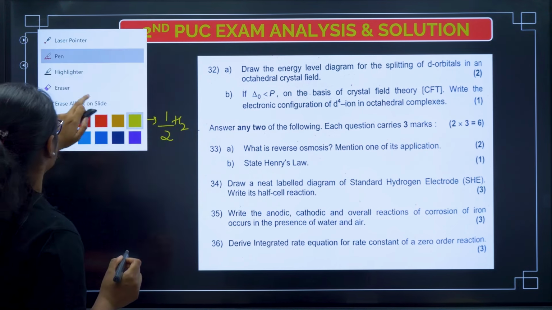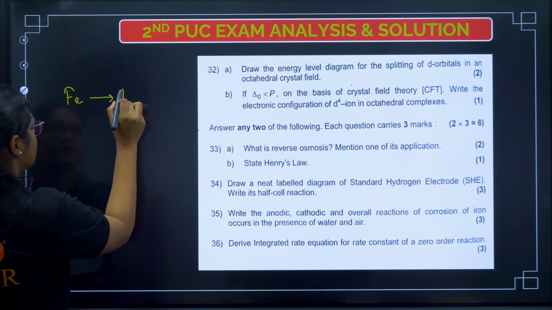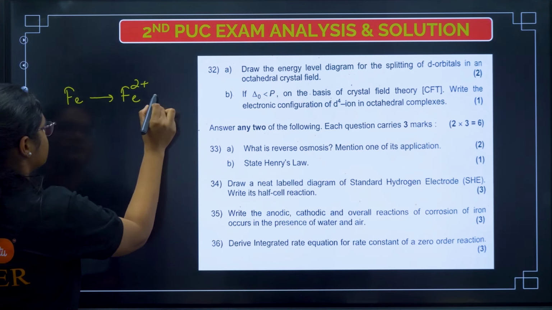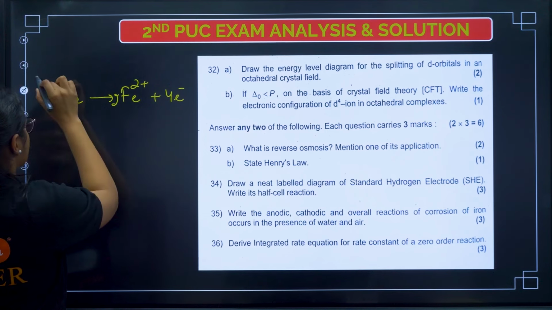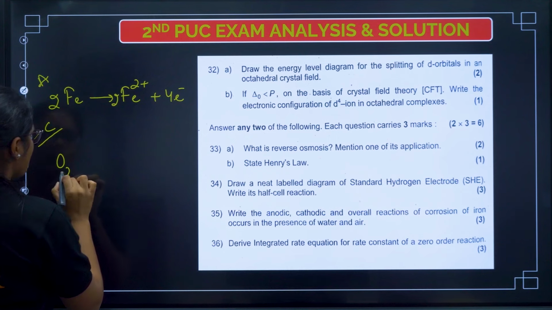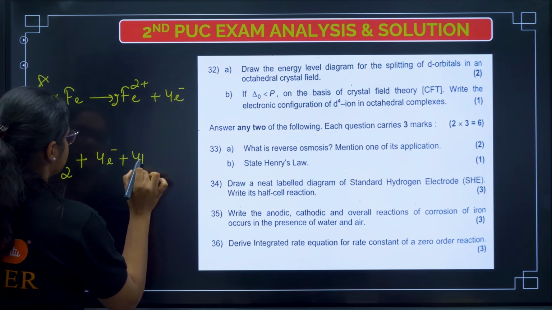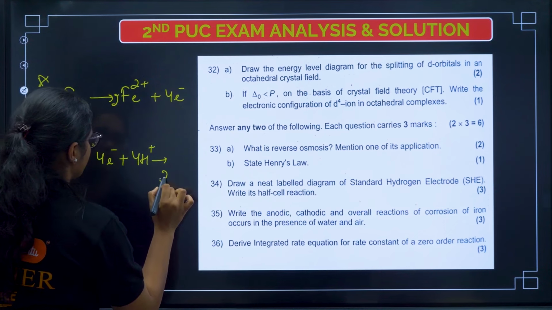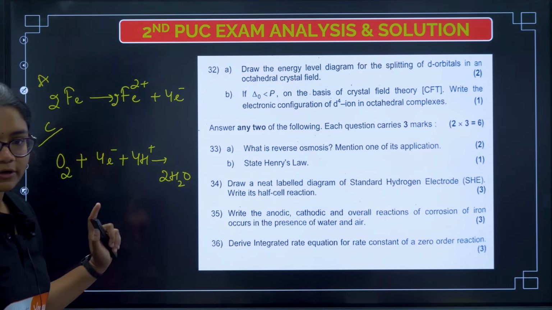Okay, so for corrosion of iron what do we have? First, Fe will get oxidized to give you Fe2 plus and 2 electrons. This is at the anode. And at the cathode what will happen? Oxygen will take 4 electrons and 4 H plus to give you 2 water molecules, right? So this is your anodic reaction and this is your cathodic reaction.